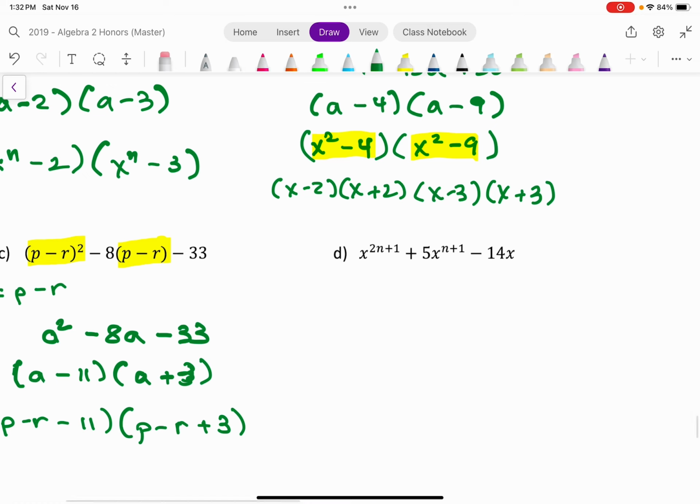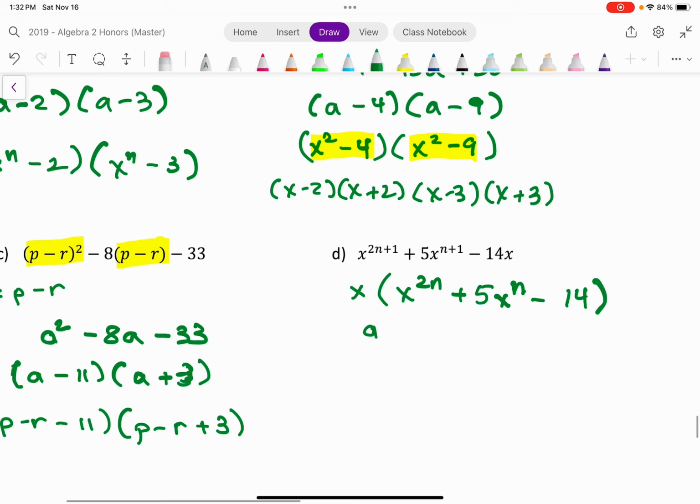Because if I look at this, yeah, if I tried to double this exponent, I wouldn't get this. But what I do notice is that I have an x in every term. So just take a deep breath for a second, step back, and look. I have an x in every term. That means my GCF is an actual x. So I'm going to factor that out. It's going to give me x to the 2n plus 5x to the n, because I'm taking one x away from each of the terms, minus 14.